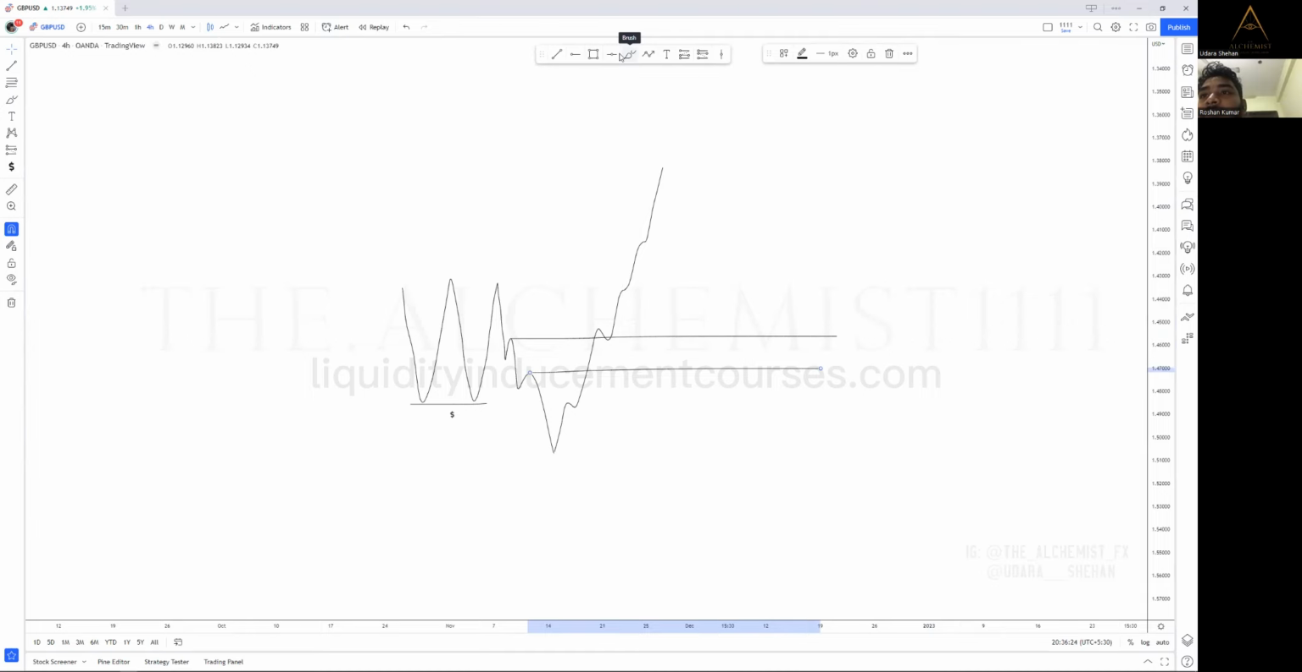What's the breaker block? The breaker block will be the last bullish candle before the down move. So a breaker block could be here, or it could even be here. I'll tell you which one to use, because once we switch time frames, you will understand which one to use. I will show you examples, so you get this right about order blocks and breaker blocks.